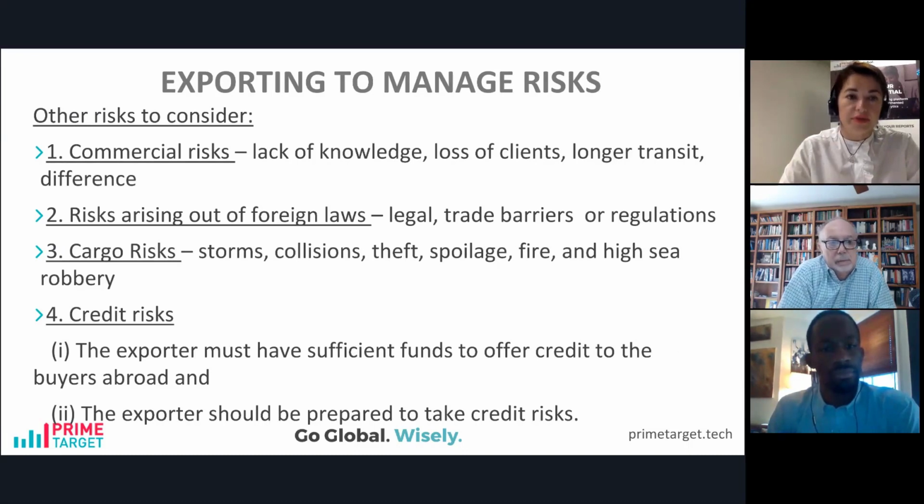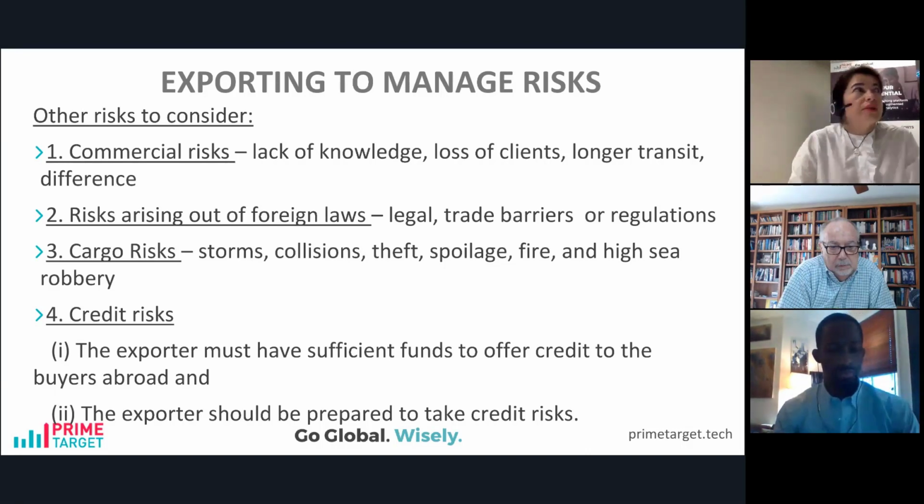So what are other risks? Other risks to consider are the commercial risks: lack of knowledge of a country, loss of clients, longer transit time, the differences in products and cultures. Then there are the risks arising out of foreign laws, the legal trade barrier regulations. And then we talk about cargo risks when we ship goods abroad. There are lots of risks, so it is very important to consider insurance whilst working internationally. And then credit risks.